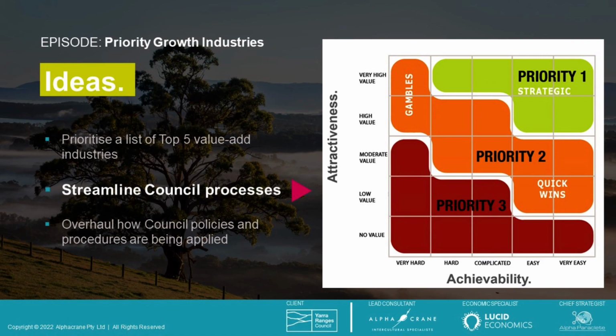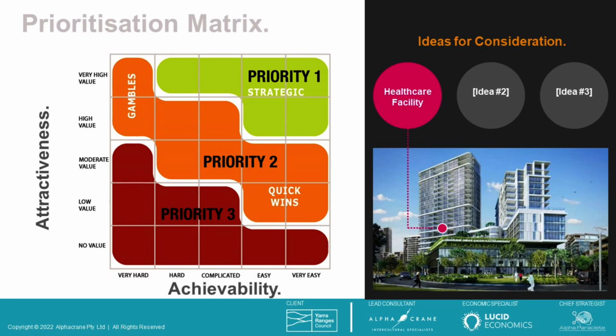Here's what the matrix could look like for the Yarra Ranges. Let's say that Council is considering a proposal for a new high-tech healthcare facility co-located with a multi-storey aged care premises. Under current Council processes, there's probably a high chance that this proposal would not progress very far due to a range of complexities. But here's how the matrix helps with the decision-making process.